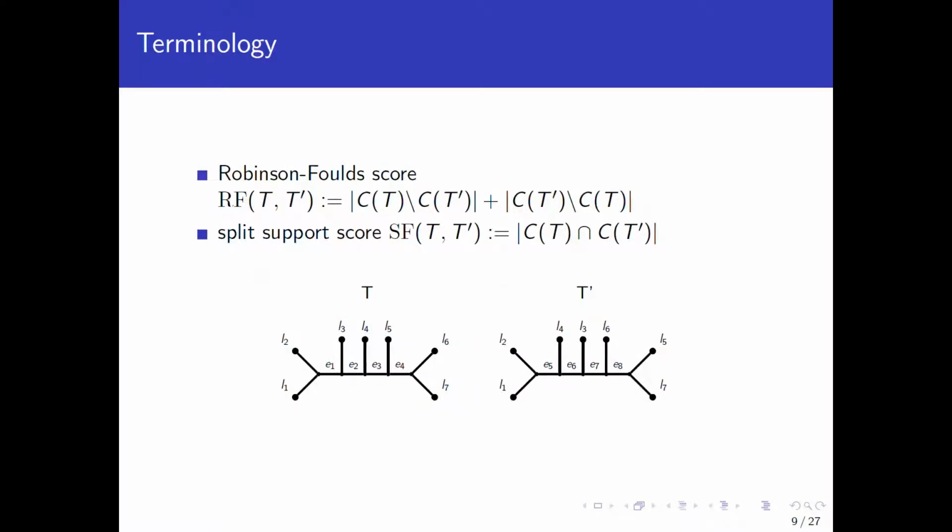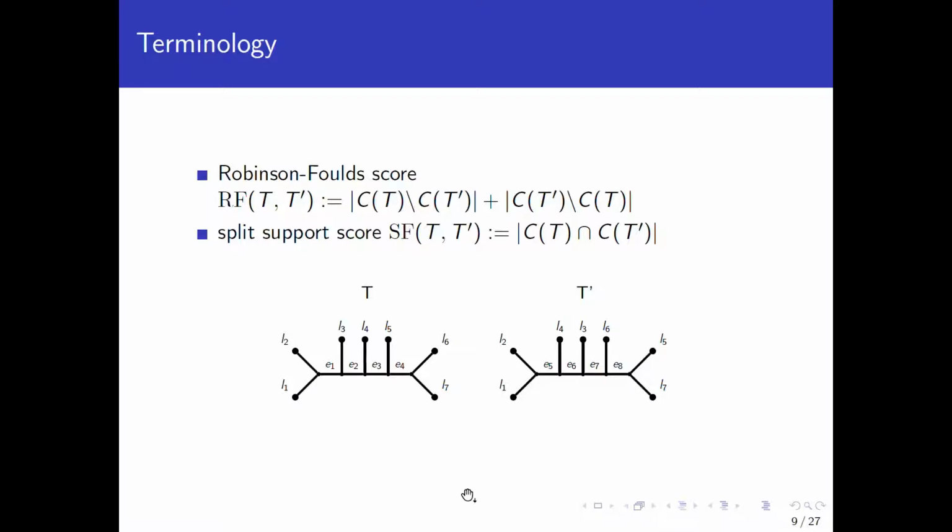Given two trees T and T prime on the same leaf set, the Robinson-Foulds score of those two trees is the number of bipartitions in one but not the other tree. A related measure, the split support score of two trees on the same leaf set, is the number of bipartitions shared by these two trees. As we can see, these two measures are kind of like the complements of each other.